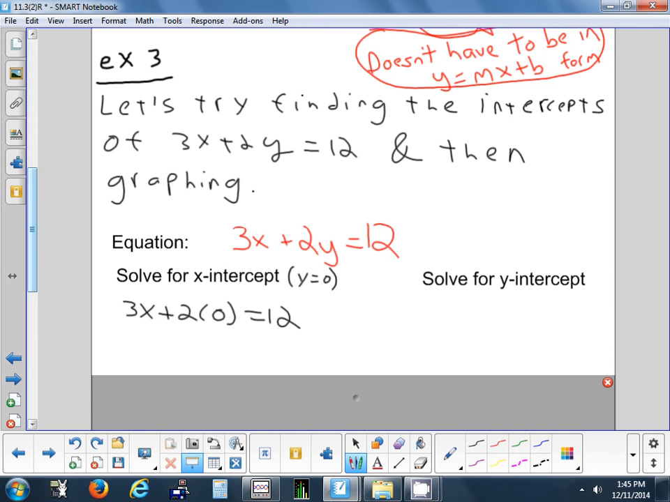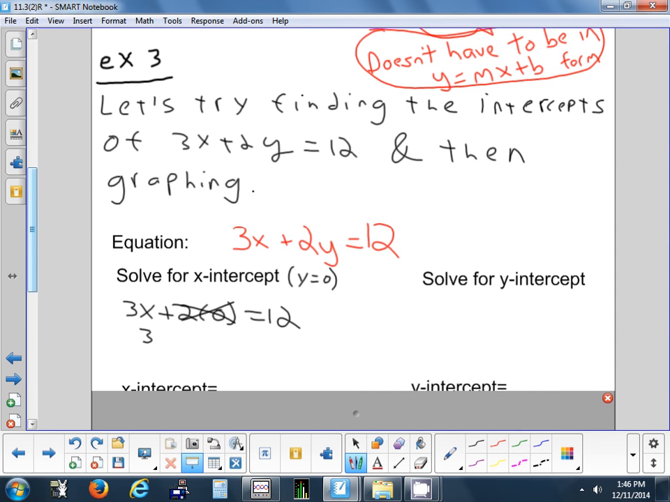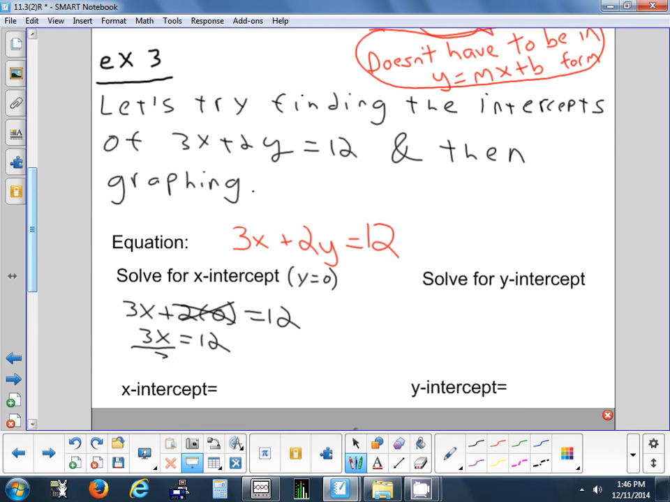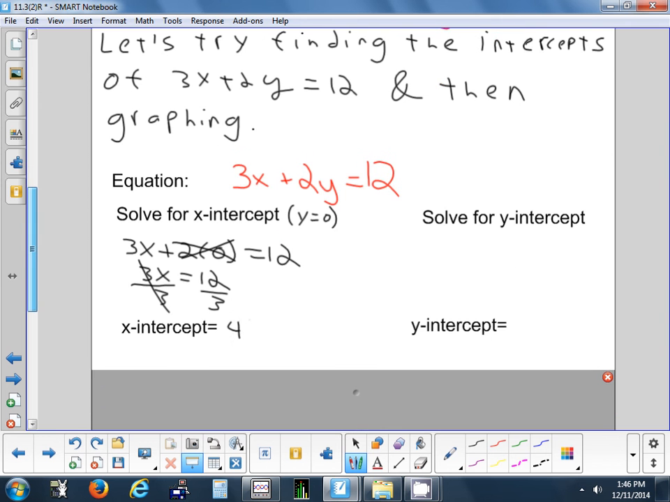So I'll put in parentheses, to find your x-intercept, set y equal to 0, plug it in. Okay, what happens when you do 2 times 0? 0. So anytime you find an intercept, something's always going to cancel. Then you divide both sides by 3. So what's your x-intercept? 4.